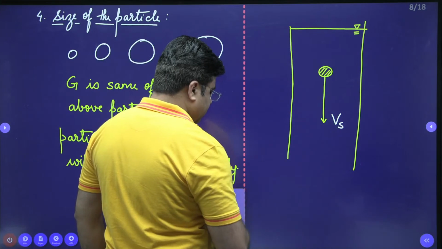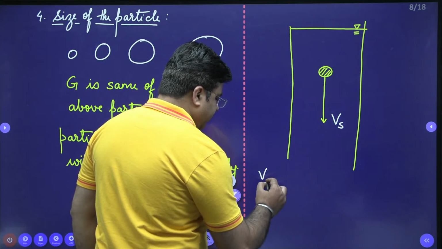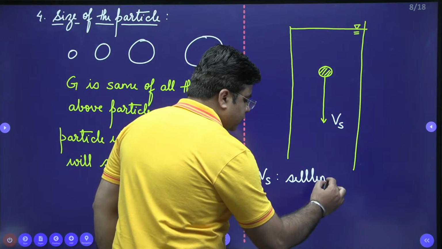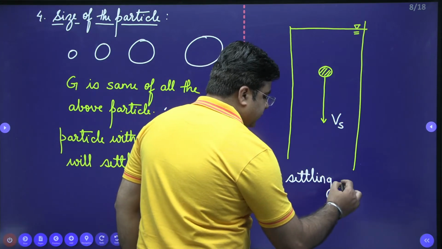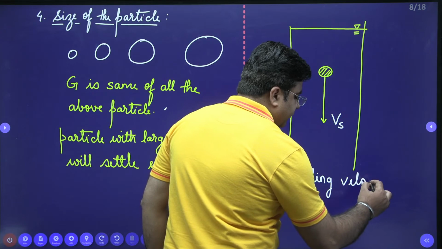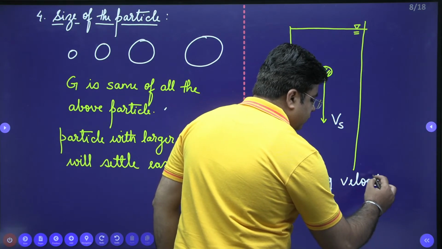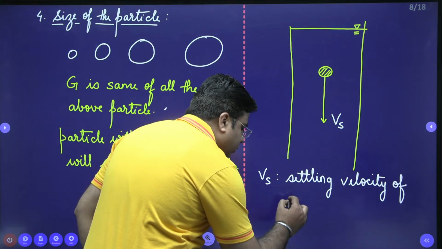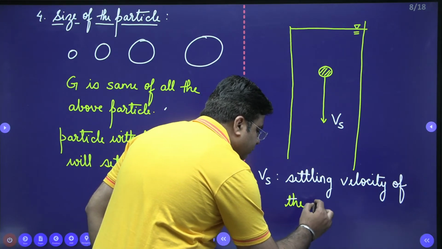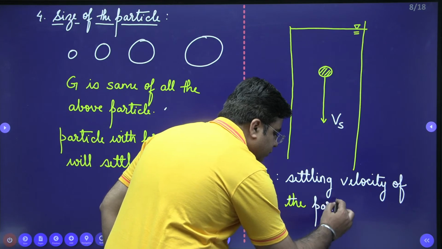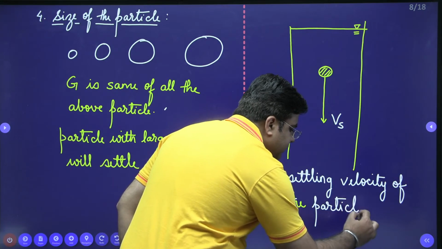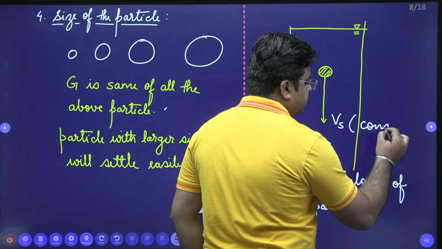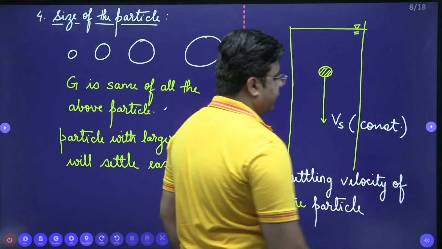So this Vs is the settling velocity of the particle. And this settling velocity will be constant. This is constant for a particular particle.